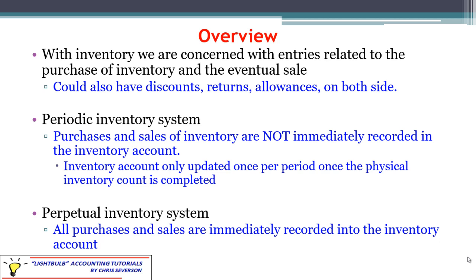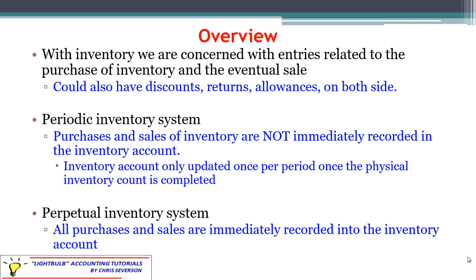Now, this lecture is focused around the two different types of inventory systems we could see, periodic and perpetual. And what we're going to see is the difference in how each method is used to record both purchases and sales of that inventory. In other words, for those entries, what's different between periodic and perpetual?